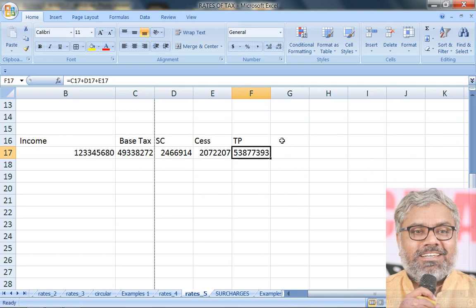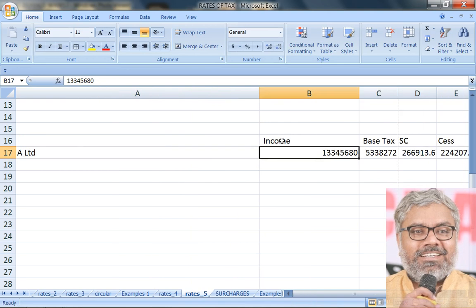Surcharge rate for that case is 5%. Cess is always the same. Total tax payable is the total of all these three. Then let us take another example, say for a foreign company, income for the previous year 2019-20 of 1 crore 33 lakhs 45,680.